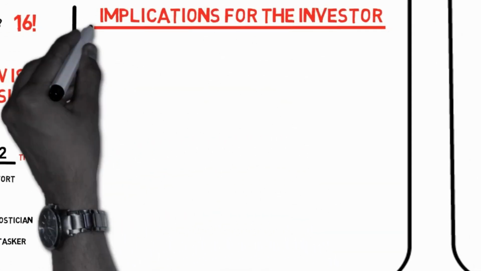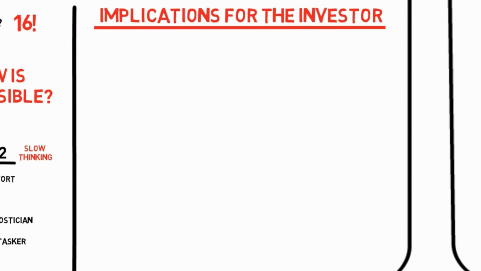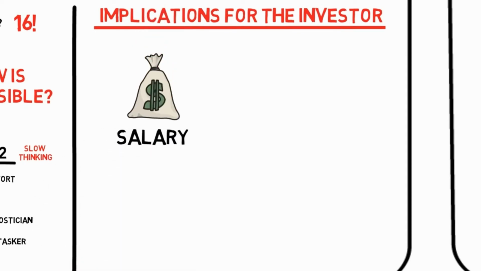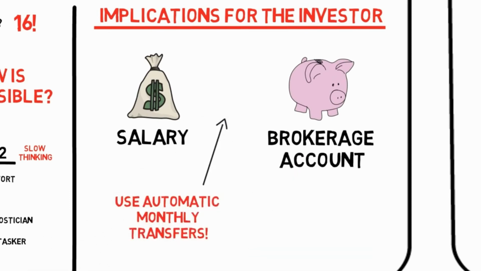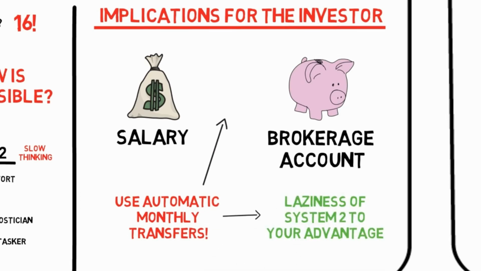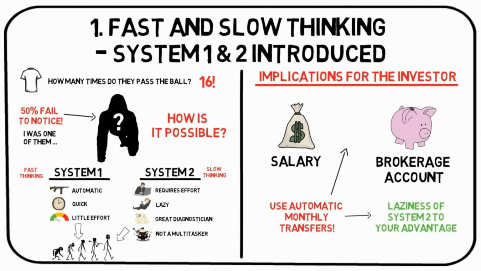Implications for the investor. Well, there are many of them, as we shall see in the following takeaways. One that is related to the laziness of System 2 is that if you start with automatic monthly transfers, you are more likely to achieve your financial goals. To cancel a monthly deposit is an activity for System 2, since you are interrupting a pattern. On the other hand, if you don't use automatic monthly transfers, every single deposit you make will have to activate System 2. Use the laziness of System 2 to your advantage instead of your disadvantage.